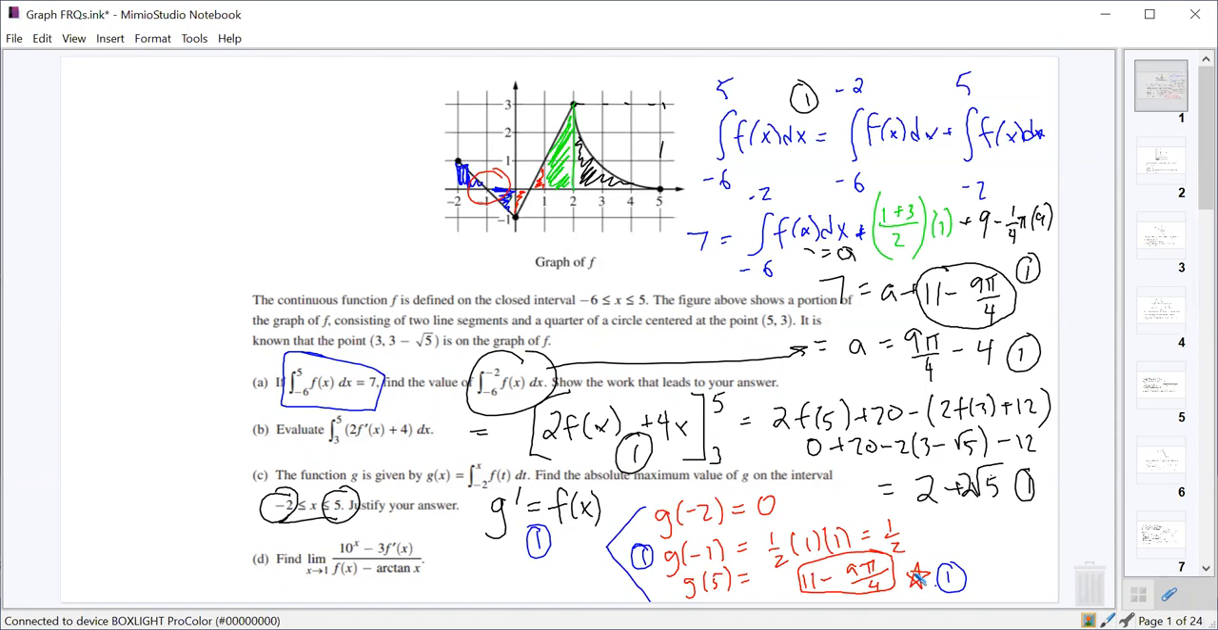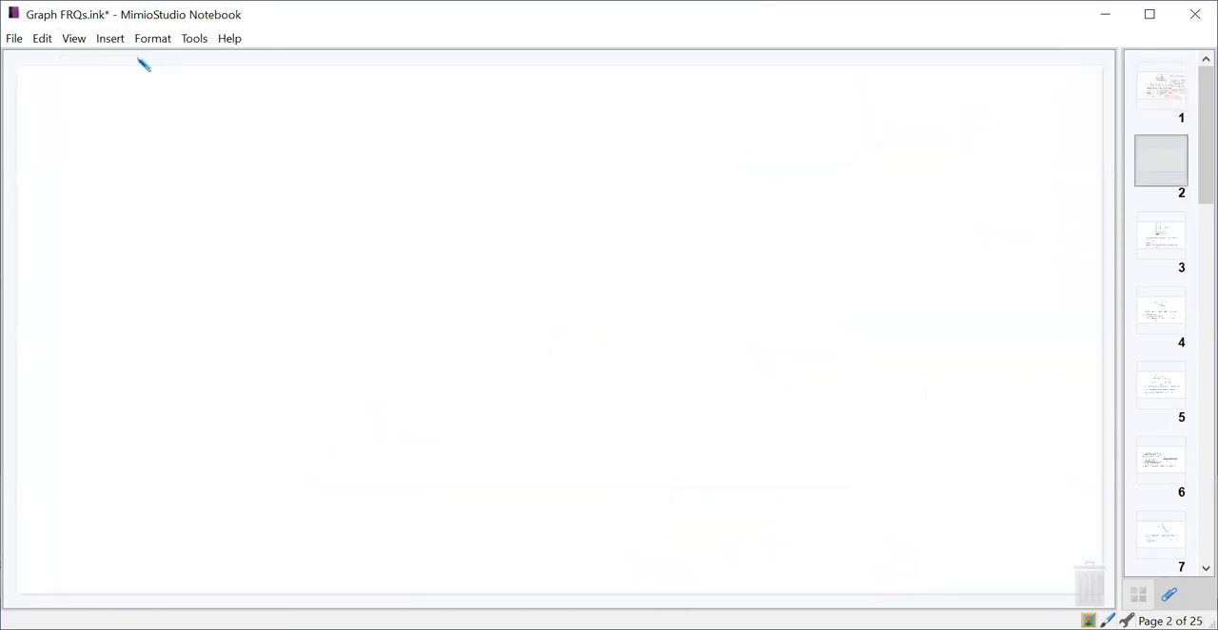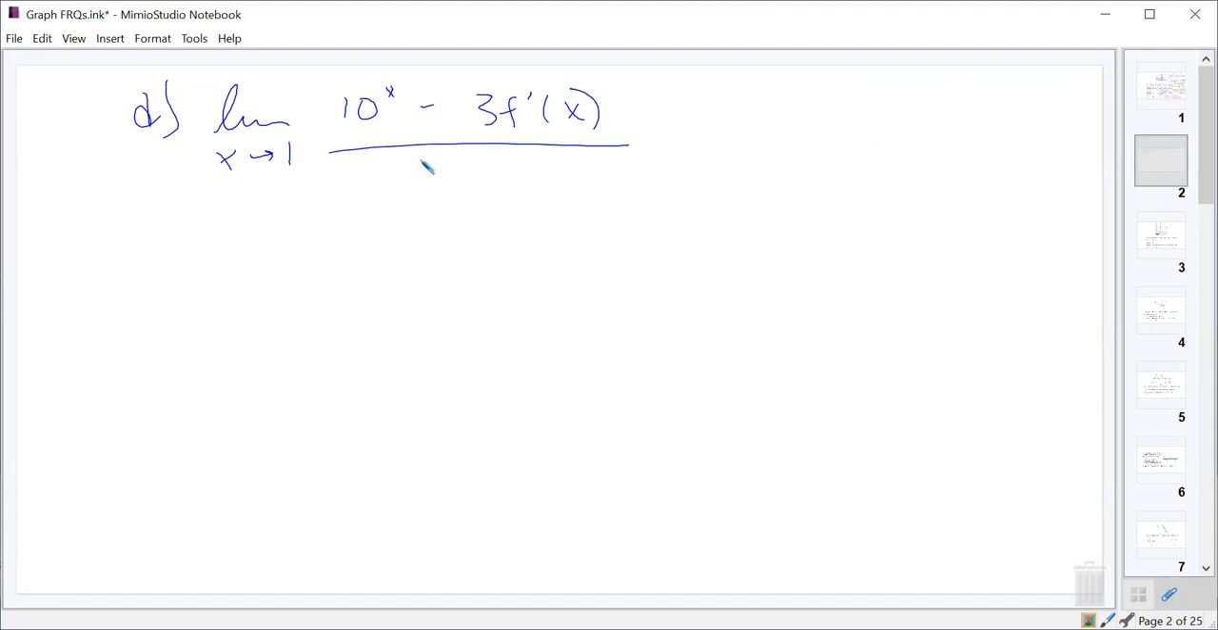All right, part D. It's like we need some more room for this one. Well, the limit is L'Hôpital's: 10 to the x minus 3 f prime of x, over something with an f of x, right? Nice, interchange it.